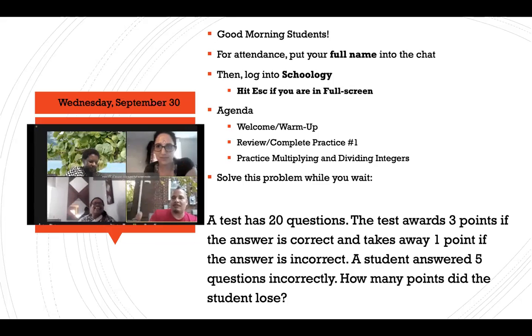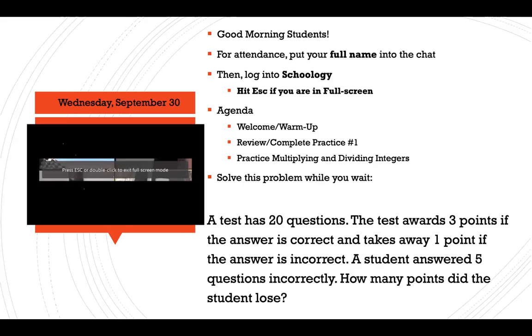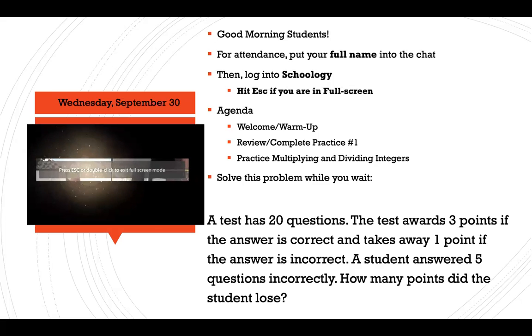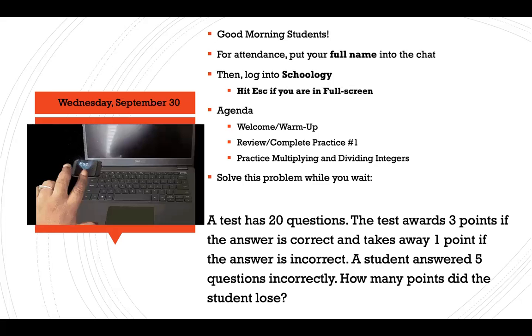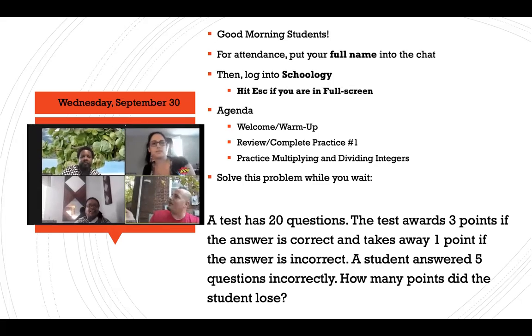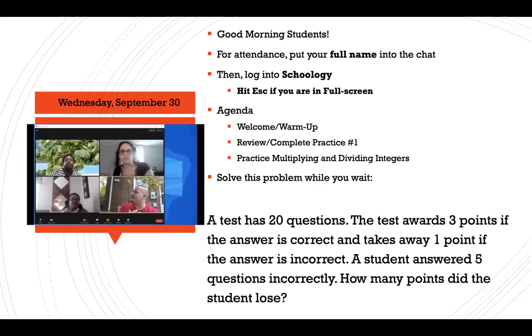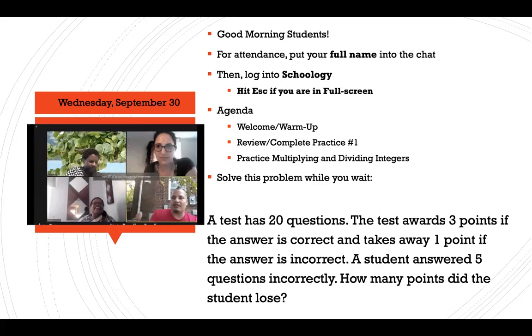You put 20 divided by 5, not 4 times. So it's not 20 divided by 5, right? What is it? If the test awards 3 points if the answer is correct and takes away 1 point if the answer is incorrect, and the student answered 5 questions incorrectly, how many points did the student lose?